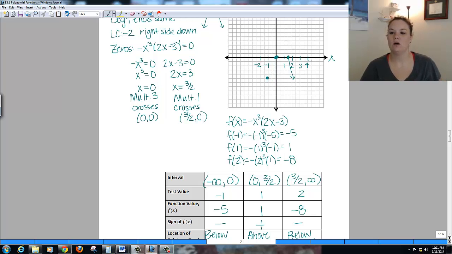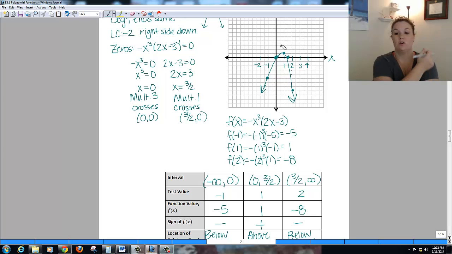At +1, I'm up at 1, and at 2, I'm down at -8. So 1, 2, 3, 4, 5, 6, 7, 8. Okay, so this is going to look something like this. Now this may actually go up higher in here or something like that. I don't really know. I'm not going to plug in every point in between those two x-intercepts, but I do want to just make sure I have the general shape.